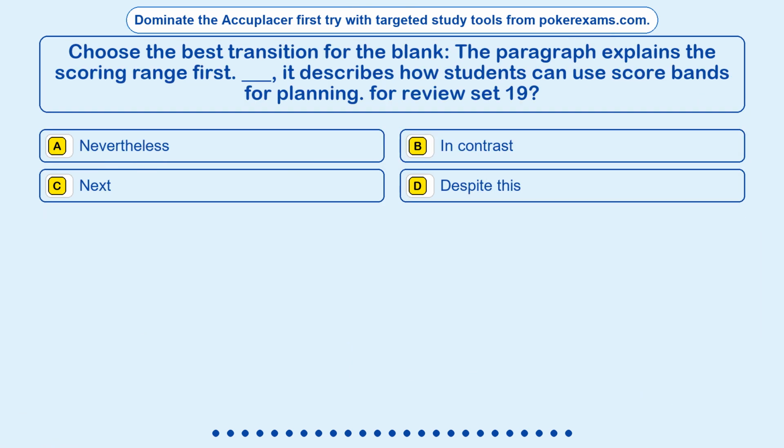Question 21. Choose the best transition for the blank. The paragraph explains the scoring range first. Blank, it describes how students can use score bands for planning. For review set 19, option A. Nevertheless. Option B. In contrast. Option C. Next. Option D. Despite this.